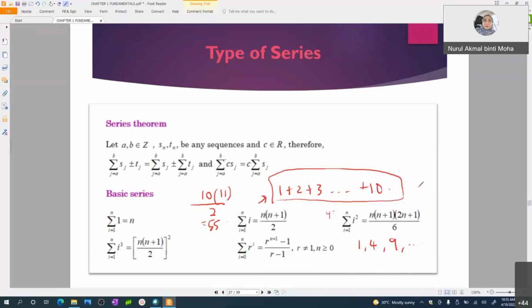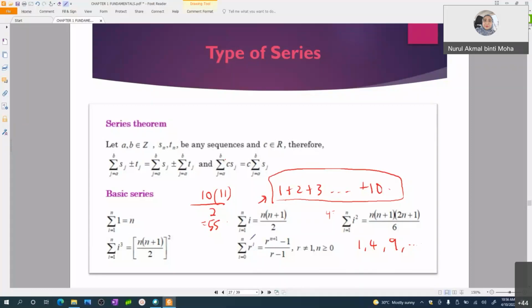And then this is the summation for i cubed. And then this is the last one, r to the power of i. The other three series are for i to the power of something, i to the power of an integer. This is integer 1, this is integer 2, and this is integer 3. But for the fourth one here, the formula is for when the index, the superscript, is actually equal to i itself. Okay, so r to the power of i.